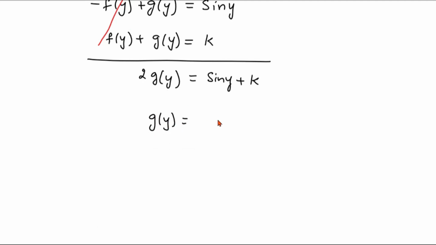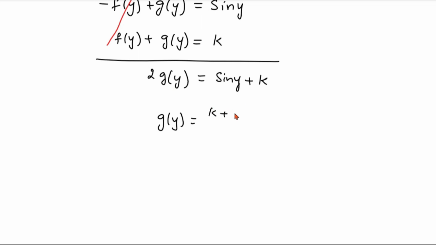So you can just cross multiply. I'll first write down the constant k, then I'll write down the trigonometric function sin y.